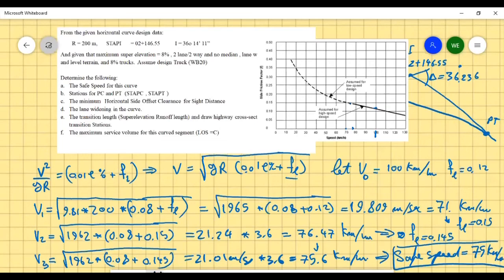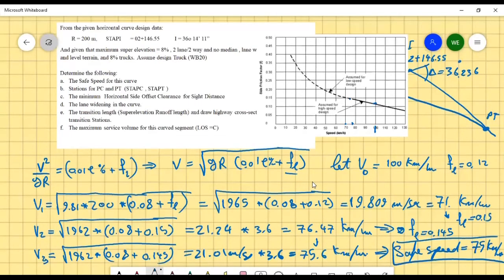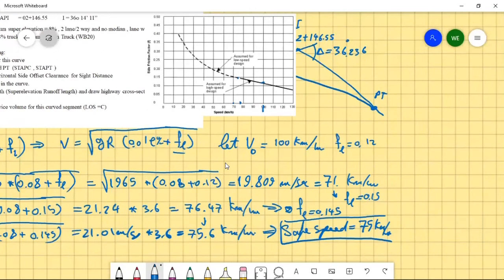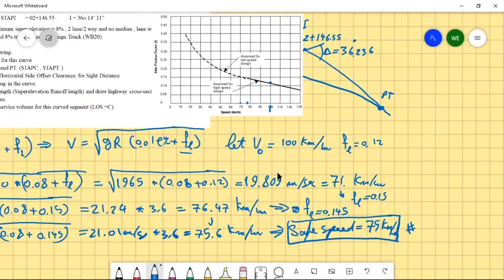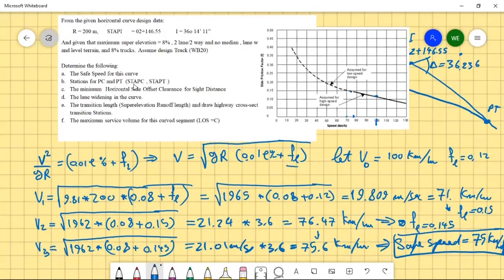Okay, so we solved the problem using an iterative approach. Let's go to the second requirement, station of PC and PT.